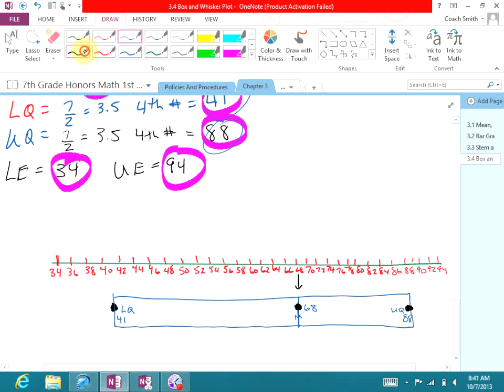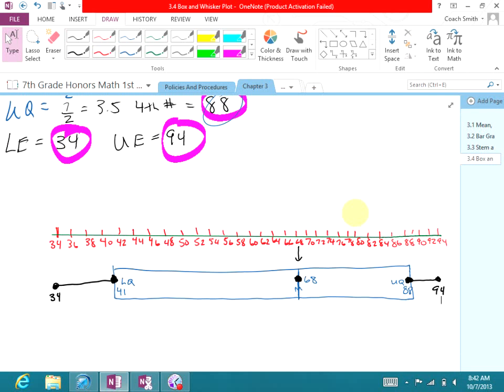The last thing I have to do is do the whiskers. So I am marking the 34 and the 94. And I connect them with a line to the box. Okay? And then I mark those numbers, 34 and 94. And so that is a box and whisker plot.